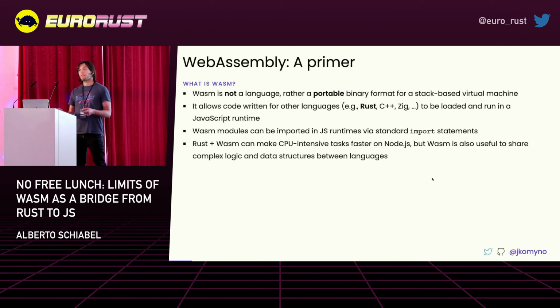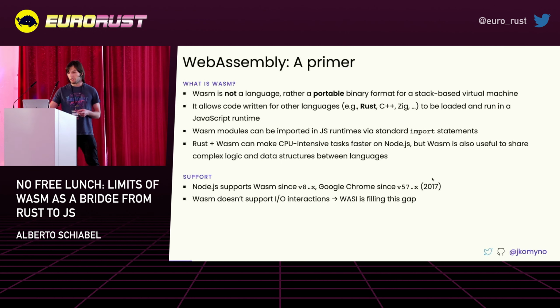In Node.js, for instance, WASM modules can be imported as if they were other standard JavaScript modules, so it's pretty handy. IBM, for instance, made a benchmark a few years back, and they realized that the same logic written in Rust, and then converted to be imported as a WASM module in Node.js, was up to 50 times faster than the same code written in JavaScript for CPU-bound tasks. And it's well supported since Node 8.